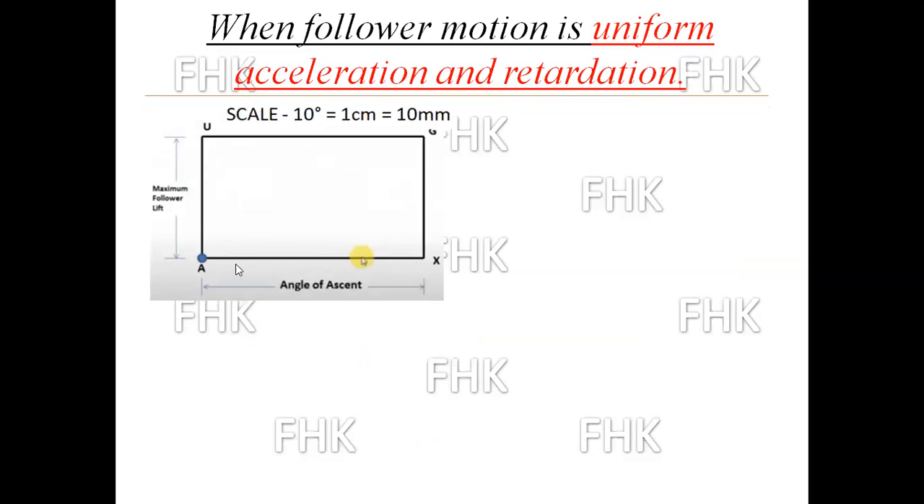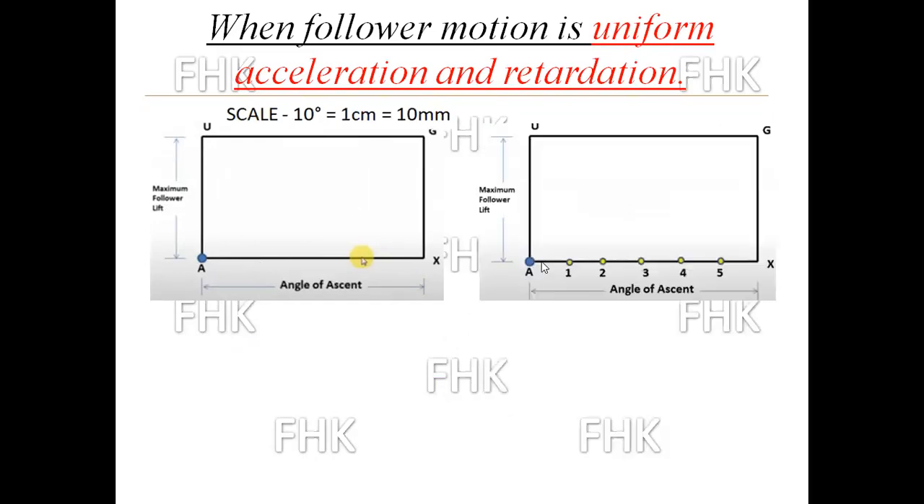This 120 mm, as per our regular procedure, I will divide into a number of even parts. So this 120 I will divide into 6 equal parts. So one part will be of 20 mm. 20 mm into 6 will be 120 mm. So I will divide that AX into 6 equal parts. You can divide into 8 equal parts also.